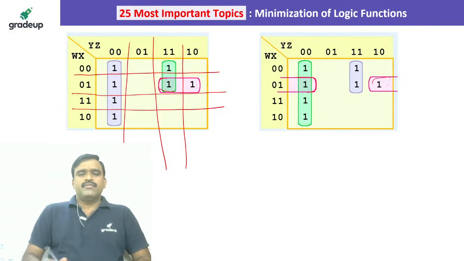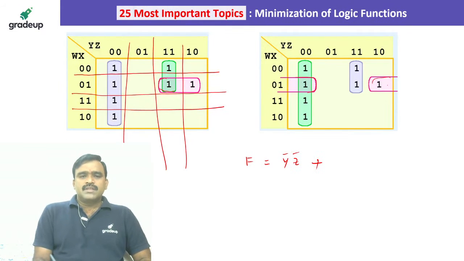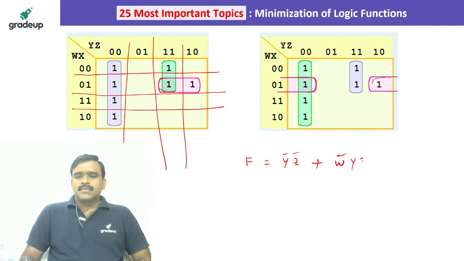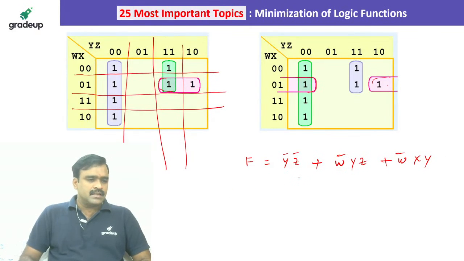So let us suppose we take this one for example, the first column comes under the function f is equal to y bar z bar. And these 2 ones come under w bar yz, and these 2 come under w bar xy. So this is the minimized. So number of literals are 1, 2, 3, 4, 5, 6, 7, 8. 8 literals are there. Okay. Now this one, second one.